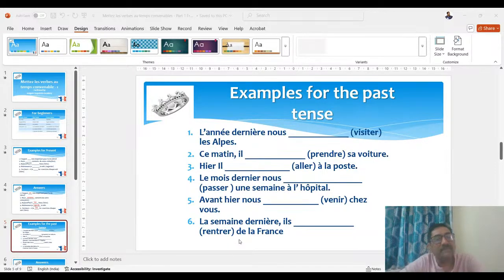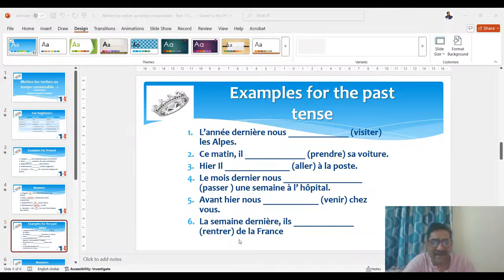Okay, so ce matin, il a pris sa voiture. So this morning he took his car. He took it only once. So it is il a pris. Hier, il est allé à la poste. Why est? Because aller is a part of the être verbs. Okay. Le mois dernier, nous avons passé une semaine à l'hôpital.